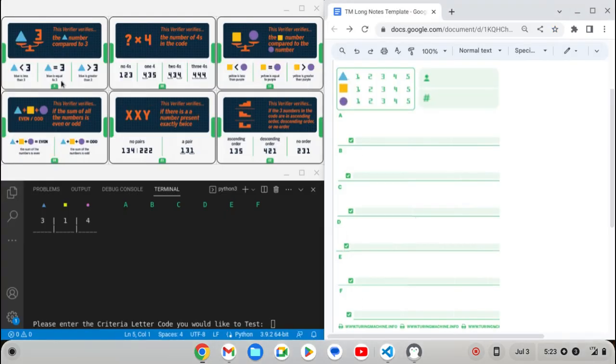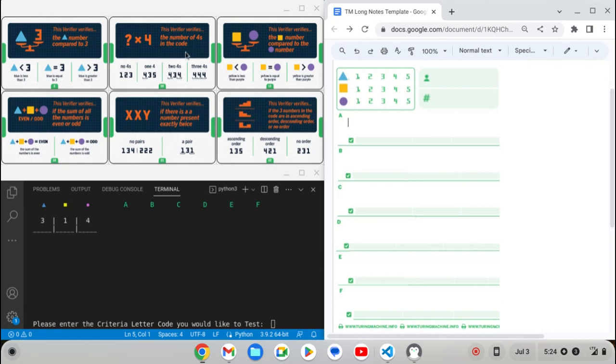So in the grid above, we've got our 6 criteria cards. On the top row, we've got criteria card A, criteria card B, criteria card C, and in the bottom row, we've got criteria card D, criteria card E, and finally criteria card F. Criteria card A looks at our first digit, the triangle digit, and we'll be comparing it to the value 3. So should triangle be less than 3, should it be equal to 3, or should it be greater than 3?